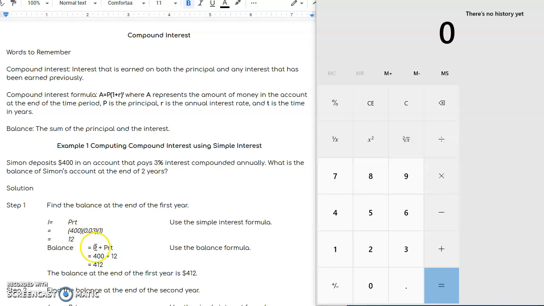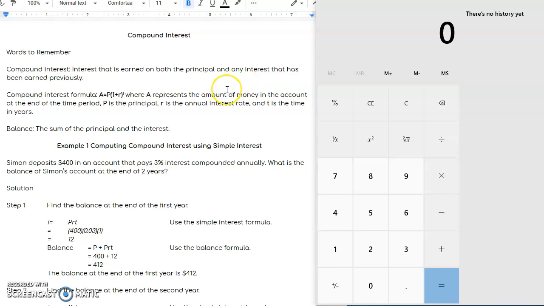Let's go ahead and take a look at our compound interest assignment. So, words to remember: compound interest is interest that is earned on both the principal and any interest that has been earned previously. When we did simple interest, that was only interest calculated on the principal.